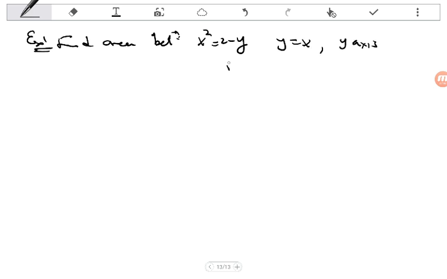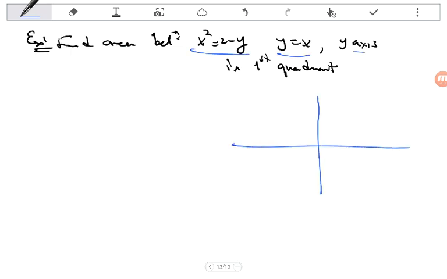Let's see another problem. Find the area between x squared equals 2 minus y, y equals x, and the y-axis in the first quadrant. Find the area between. Now we have a parabola, a straight line and the y-axis. So I just make a graph for these curves.